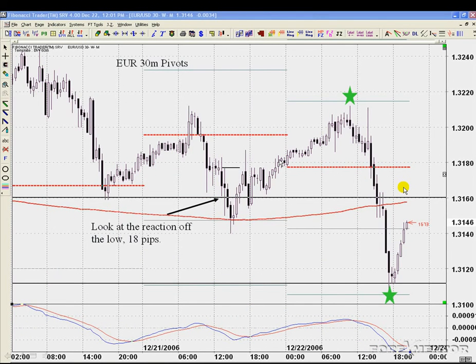Looking at a pivot chart now. Note how price has moved into a new day of trading. It moves above the central pivot, support and resistance. Potential sell here. Don't know if I would have taken that one. But down here, certainly a buy opportunity at S1.